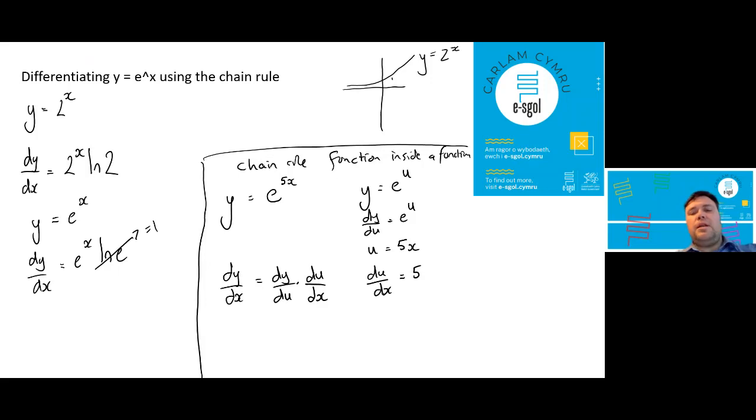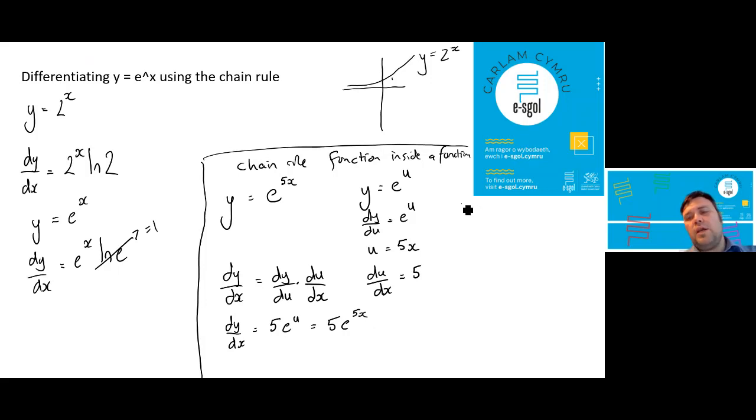So then we put the numbers back into the chain rule. We have dy by dx, so that is dy by du, which is e to the u, times du by dx. That little dot there means times. So it's going to be 5e to the u, which is 5e to the 5x. And you can have a go at doing some of these yourself.